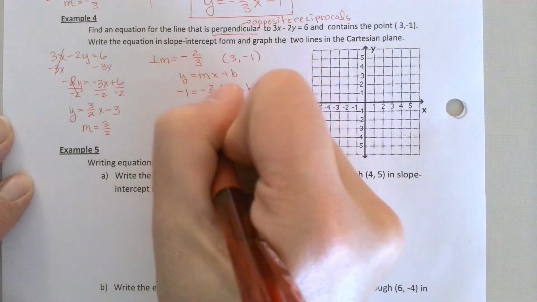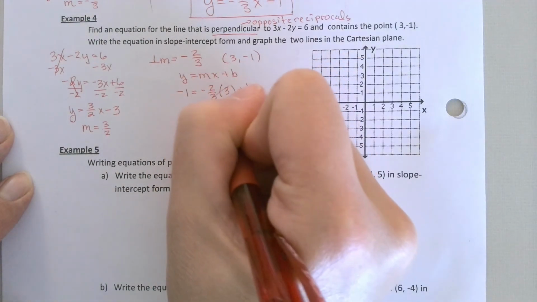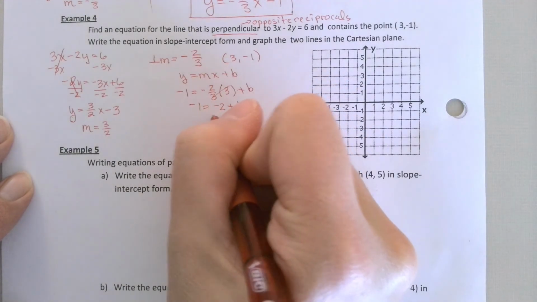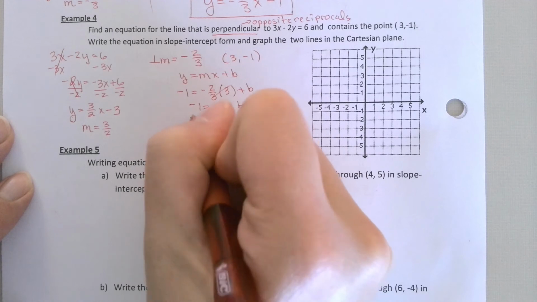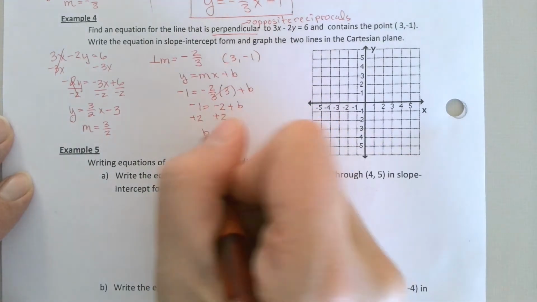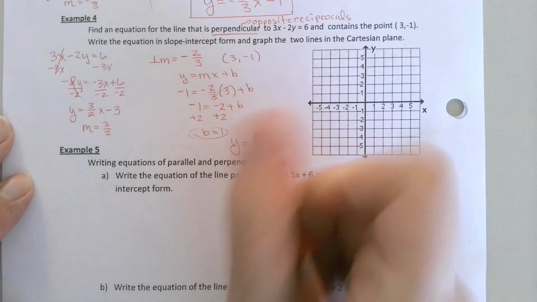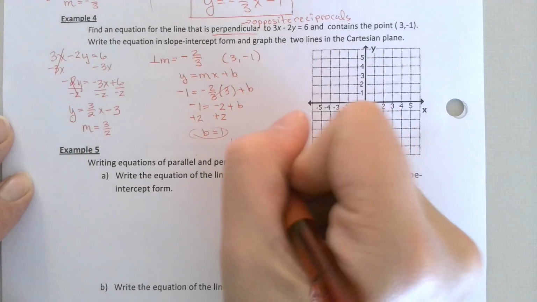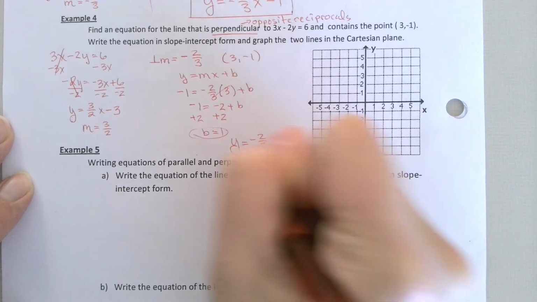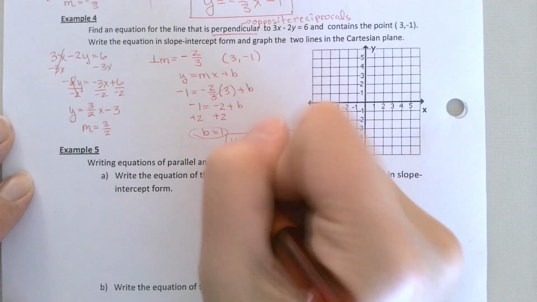So go ahead and do your math on that. These 3's are going to cross cancel. And again, I'm going to add this to solve for b, and I get this time b is 1. So to write my equation, it's y equals my perpendicular slope of negative 2/3 times x plus b. That is the equation for my line.